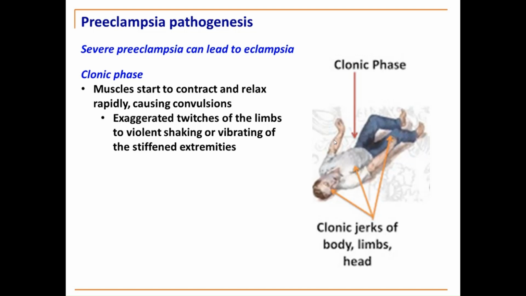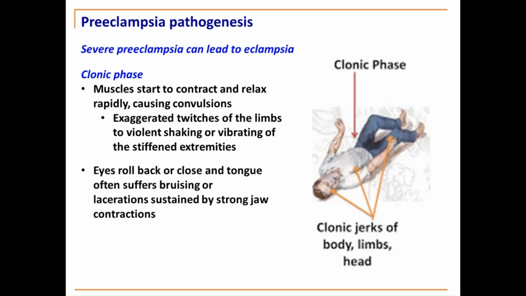You then get the clonic phase, and this is where the muscles start to contract and relax rapidly, causing convulsions. It's exaggerated twitches of the limbs to violent shaking or vibrating of those stiffened extremities. The eyes may roll back or close, and the tongue often suffers bruising or lacerations sustained because of strong jaw contractions. Because of the physical and nervous exhaustion, sleep with heavy, laboured breathing invariably follows a tonic-clonic seizure, and confusion and complete amnesia upon regaining consciousness is usually experienced, though this slowly wears off as the patient gradually becomes more aware that a seizure actually occurred.